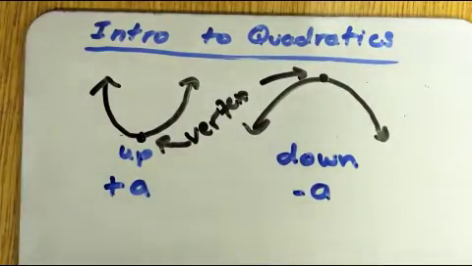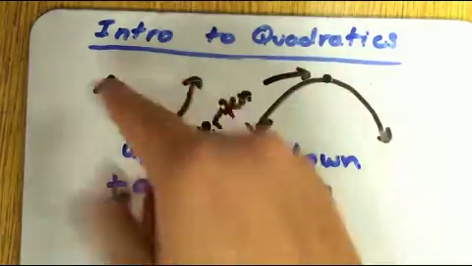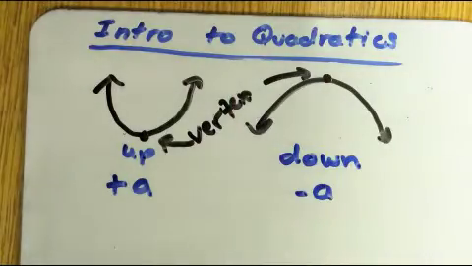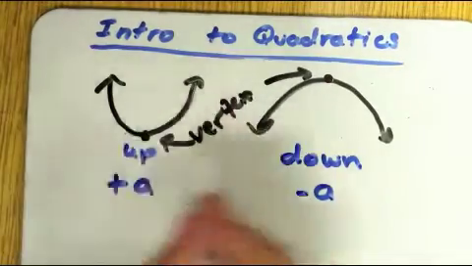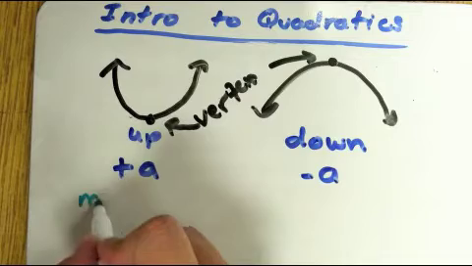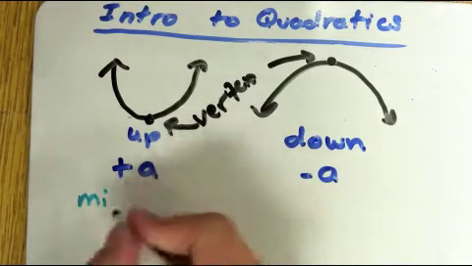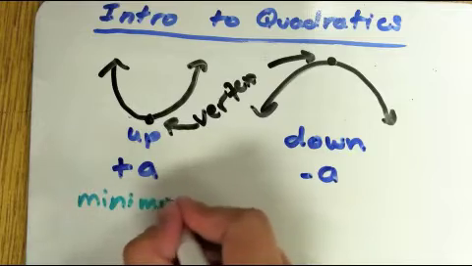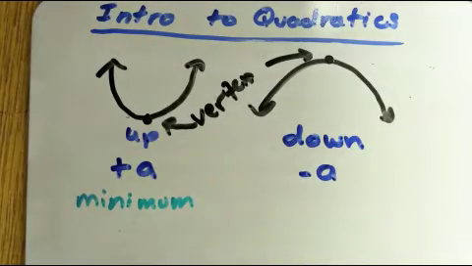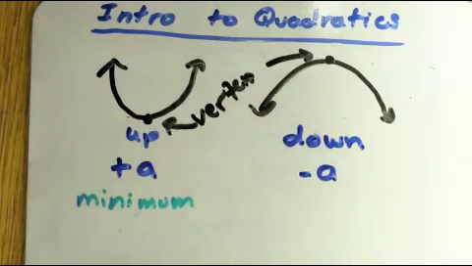What are some other words that you may know in your vocabulary that would mean it can't go any further? It's at the bottom. It can't go any further down. It stops and bounces back up. Well, we call this type of parabola a minimum. Okay, it's a minimum vertex.